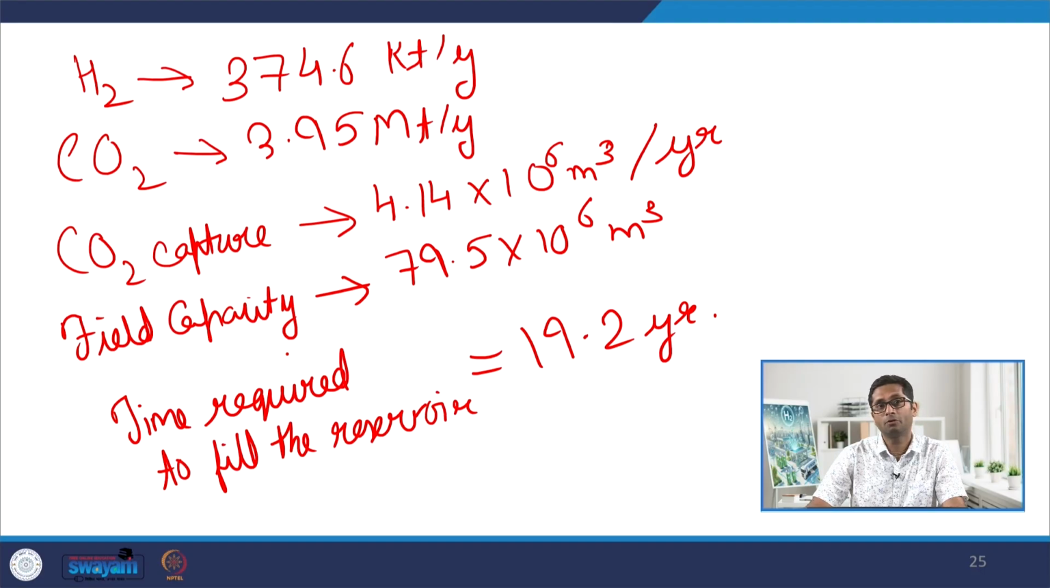And if I would want to operate my plant for maybe 30 years or 40 years, as is the case for coal based power plants, I would have to come up with more fields, and finding them might not be as easy as possible.